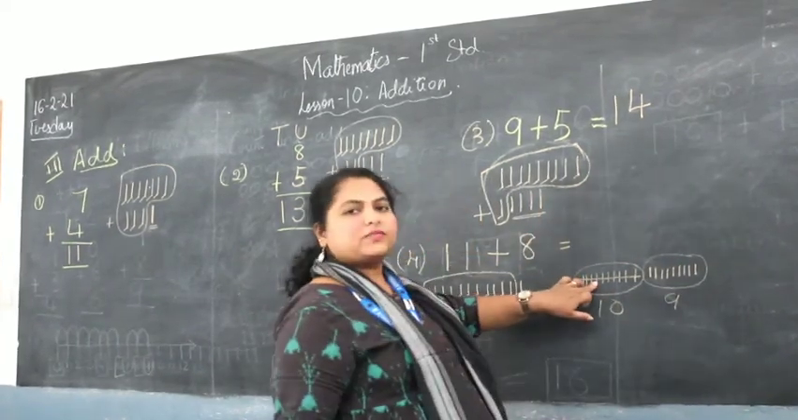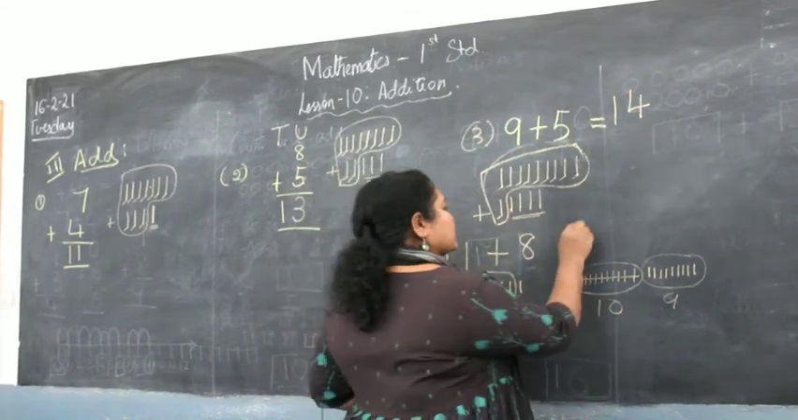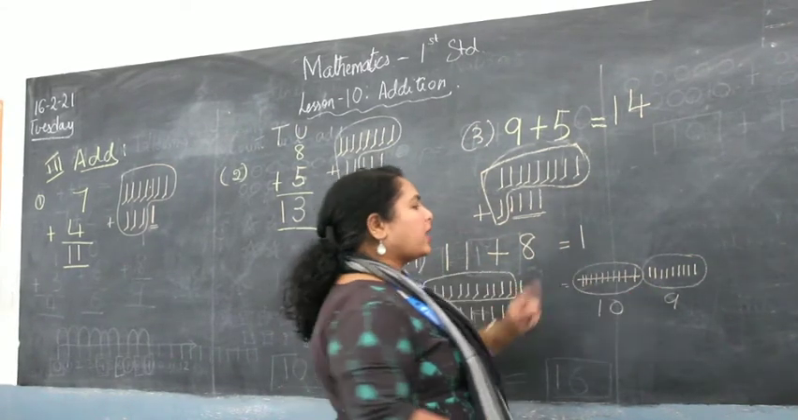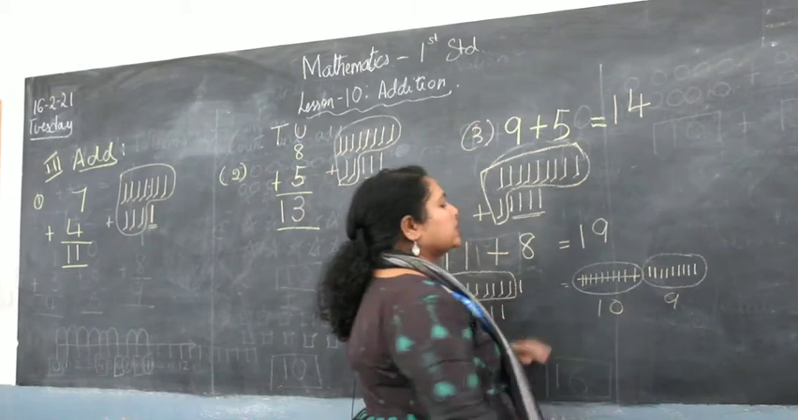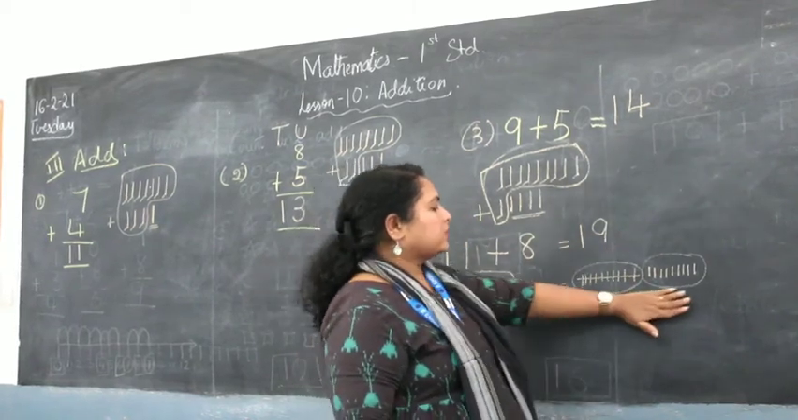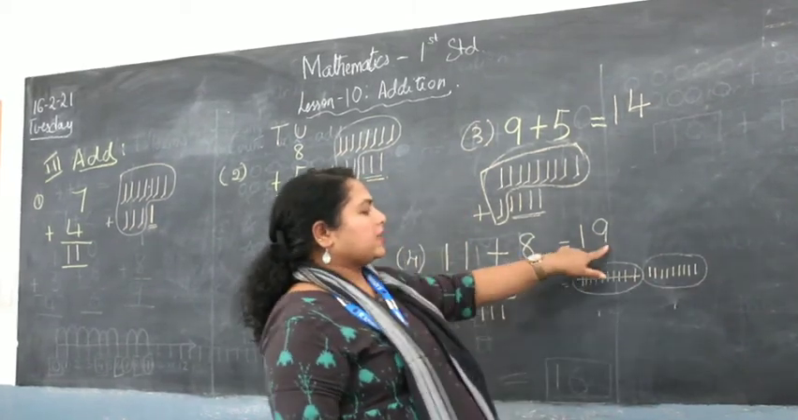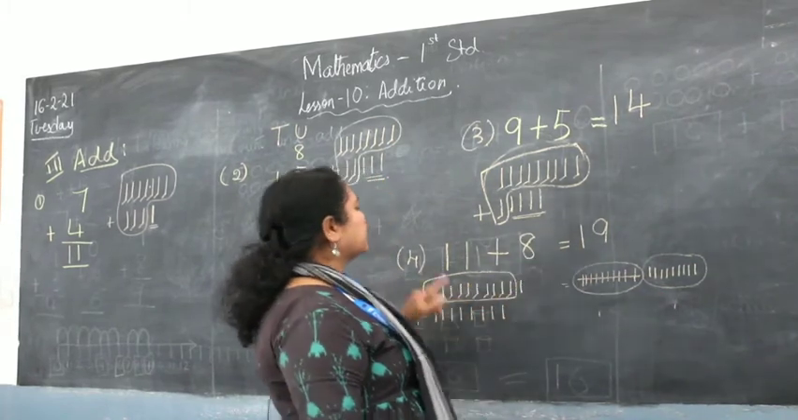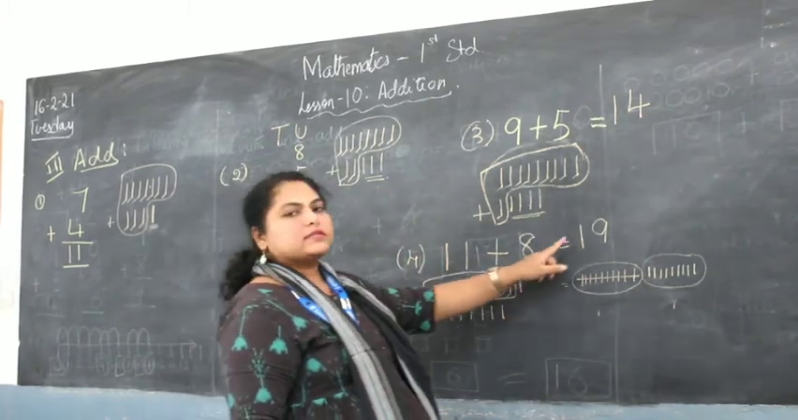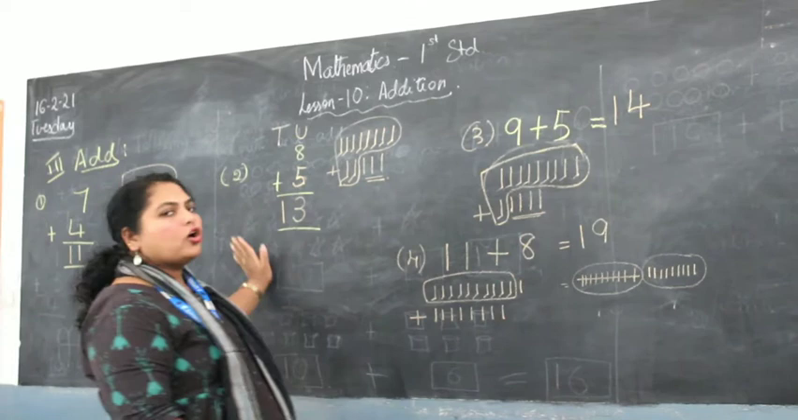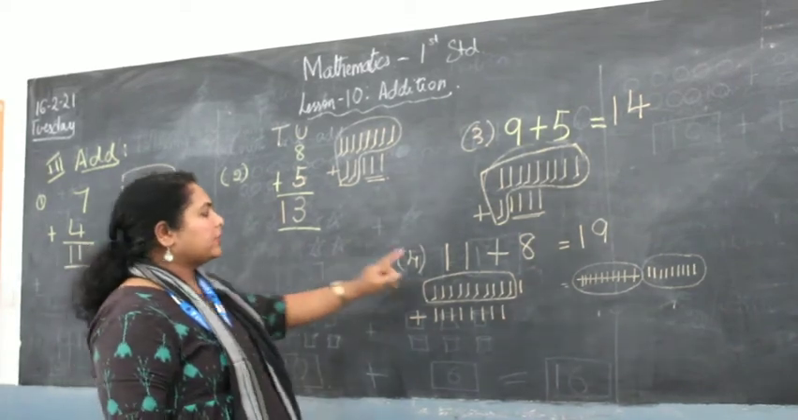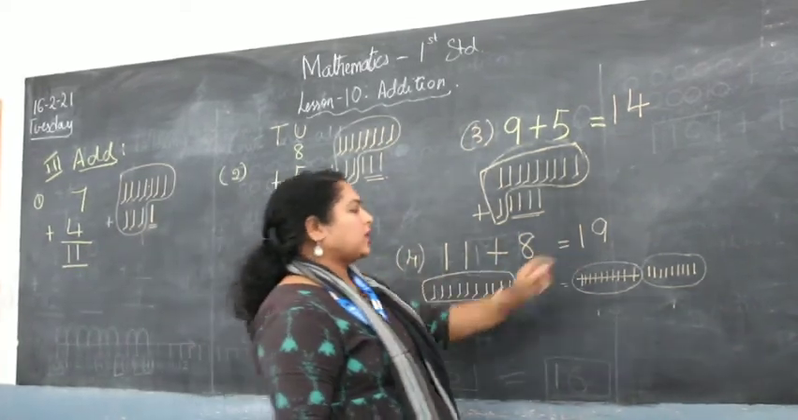So how many 10s do we have? We have one 10. So one 10 and 9 units gives you 19. So 11 plus 8 is 19. Copy this in your classwork book children. 11 plus 8 gives you 19.